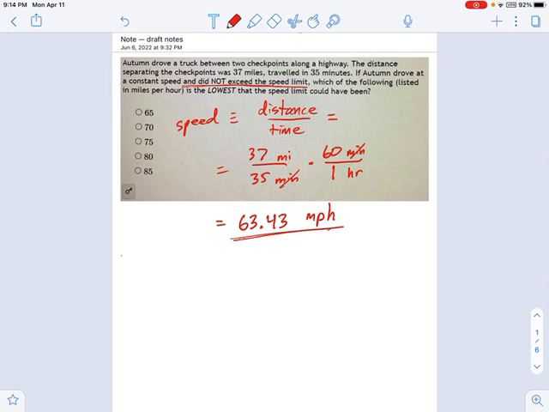Well, it sounds like the speed limit could have been any of these numbers, but the lowest it could have been would be 65. If the speed limit were 60, she would have been over, right? There's no way she could make that distance in that time without driving more than 60 miles per hour.